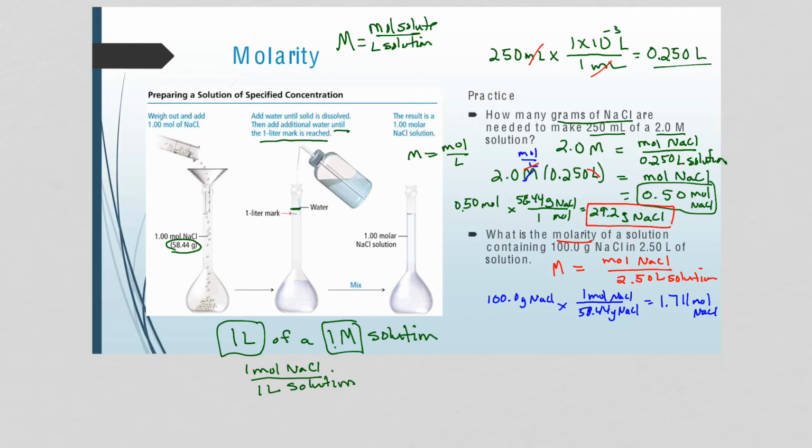So now I know my moles, and I can go back and calculate my molarity, right? So molarity is going to equal 1.711 moles of sodium chloride over 2.50 liters of solution, and that's going to equal 0.684 molar. Notice the 3 significant figures because of the volume. And so the concentration of this solution would be 0.684 molar.